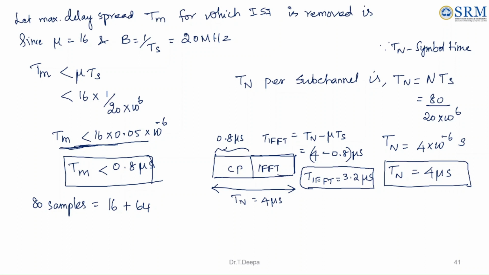Now let's see the data rate per subchannel. In IEEE 802.11a, we are going to see the minimum and the maximum data rate. The data rate per subchannel is the number of bits required to represent a symbol, log base 2 of M, divided by the symbol time.